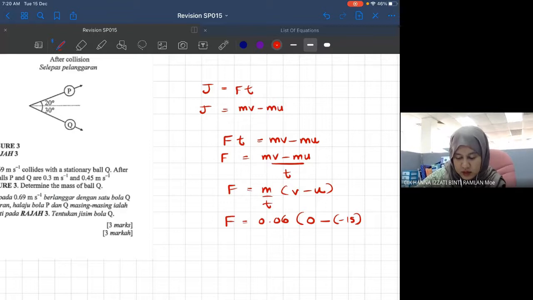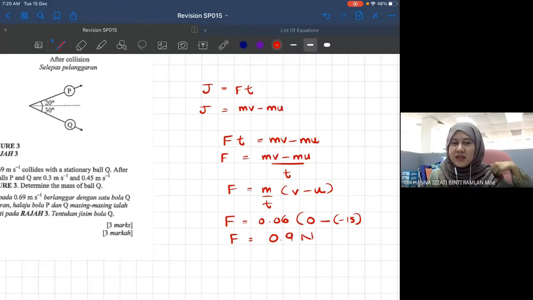And then bila kamu tekan calculator, okay, berapa F yang kamu dapat? So tekan calculator. So Miss akan tekan calculator juga. So 0.06 times zero minus negative 15. So akan dapat positif 0.9 N, okay?